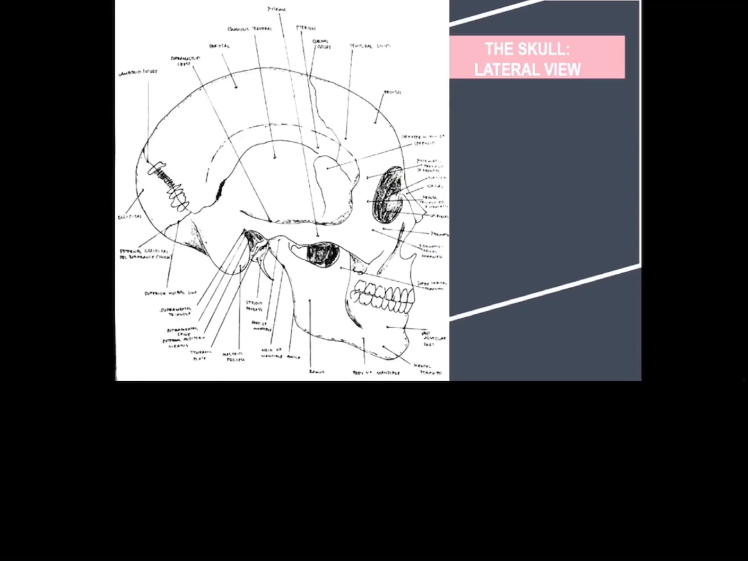ramus, body of mandible, mental foramen, alveolar part, maxilla, coronoid process, infraorbital foramen, zygomaticofacial foramen, zygomatic, lacrimal, frontal process of zygomatic, nasal, nasion, zygomatic process of frontal, greater wing of sphenoid, frontal, temporal lines, coronal suture, pterion, which is an important area by the way because it overlies the anterior division of the middle meningeal artery and vein. Next is zygoma, and the last is squamous temporal.